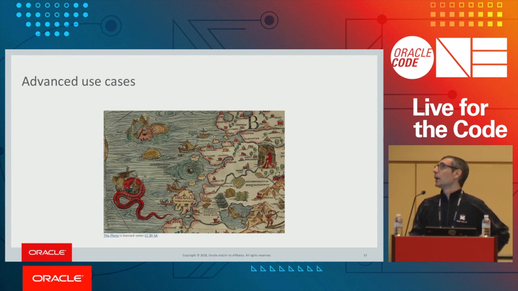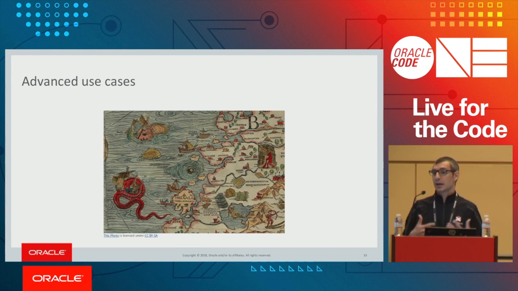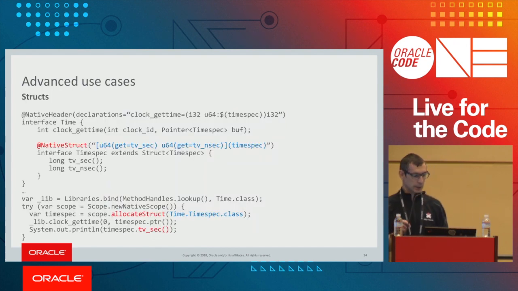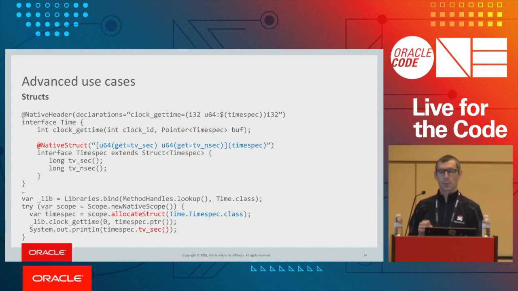Of course, as you move forward and try to support more use cases, there is a lot of stuff that you need to support, such as structs and callbacks, and Panama has a story for all of this. I don't want to dive too much into the details of this example, other than just to point out that it's possible, for example, to make structs work with Panama. Panama models structs using interfaces with annotations.